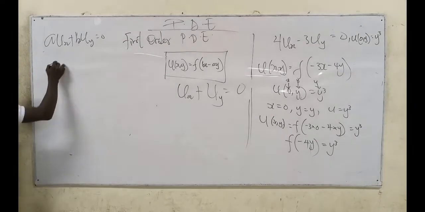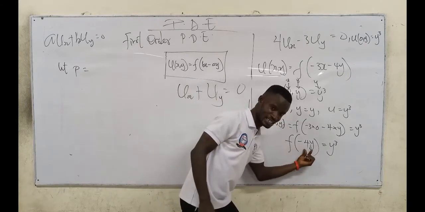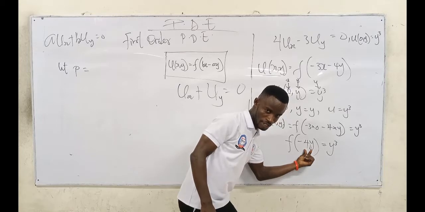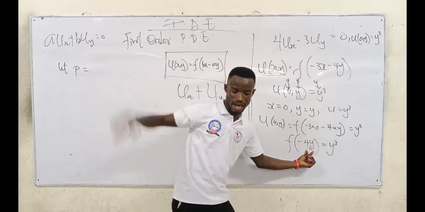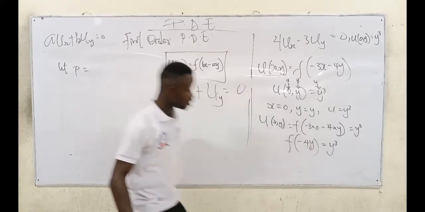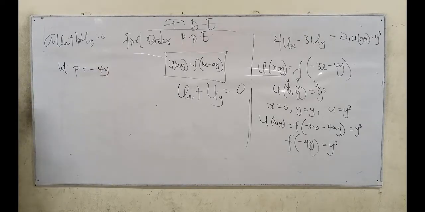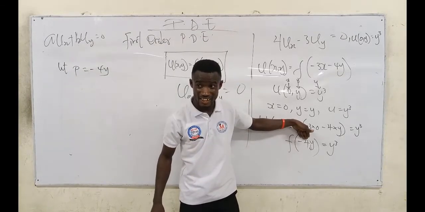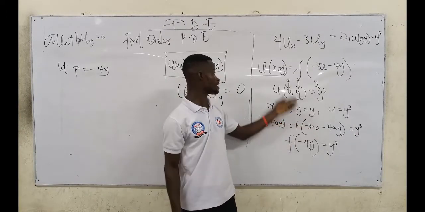So we are going to let P be equal to the inside here. The inside there is what? Please get this one straightforward, because when we get to the other ones, we are going to be meeting some of these. This is going to be negative 4y. Please listen. When you set P to be equal to whatever is inside here, by default, you won't see it, but it's the same as this.